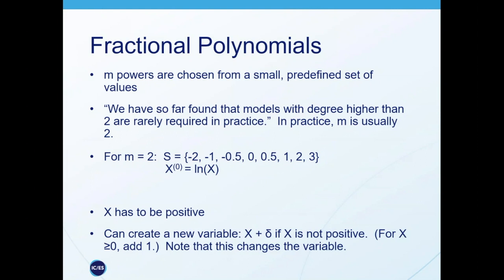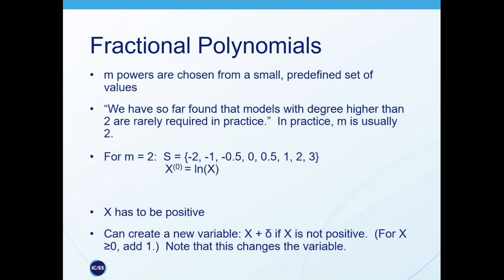When m is equal to 2, the set of powers that we're going to choose from are given here: -2, -1, -0.5, 0, where 0 is interpreted as being the natural log of your continuous variable, 0.5, which is the square root, of course, 1, which is just your linear term, and then a square and a cubic.